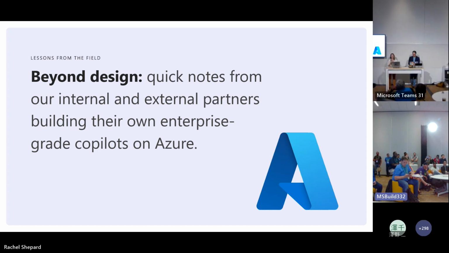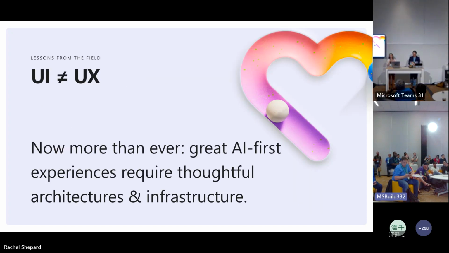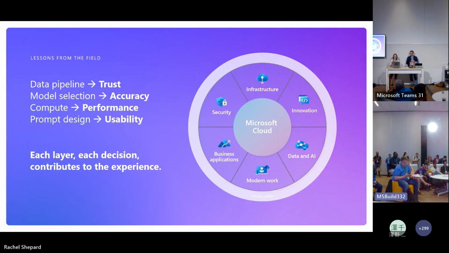The reason I wanted to share them is that we know this, and I'm pretty sure you know it, but the UI is not the UX, right? If you want to make a great AI experience, you really have to be thoughtful about your full stack. You have to be thoughtful about your architecture and your infrastructure, because all of those things add up to the end user experience, and the decisions you make in those early architecture conversations have real implications for the end user experience.